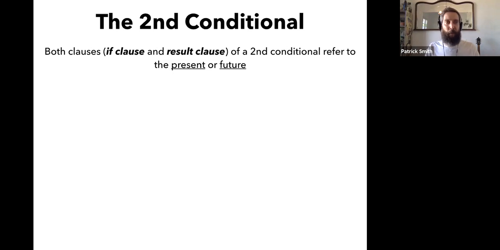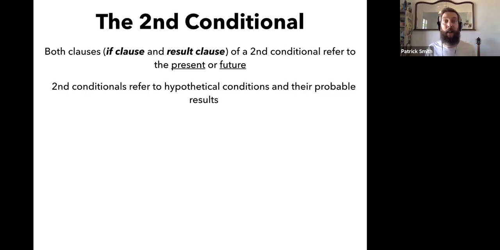Okay, great. So second conditionals refer to the present, the anytime present, the present present, or indeed the future. And they're hypothetical. They refer to hypothetical conditions. So the condition that we're talking about is hypothetical, and the result is the probable result of that hypothetical condition.